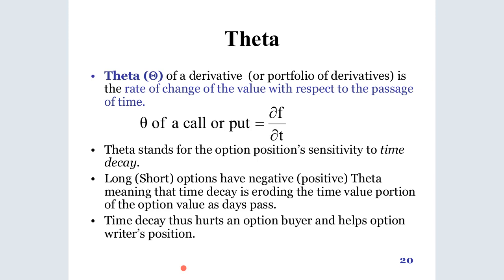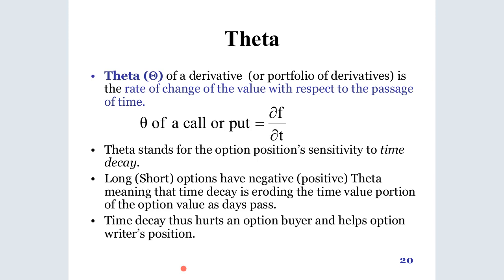Now, before I do theta, I should also say that delta and gamma are the ones that are probably hedged most of the time. The others are not really hedged most of the time because the ability to hedge them does not exist all the time. So what we say is that we will hedge them if and when an opportunity arises. So theta of a derivative portfolio is the rate of change in the value with respect to the passage of time. So theta of the call or put is the change in option price with respect to time.